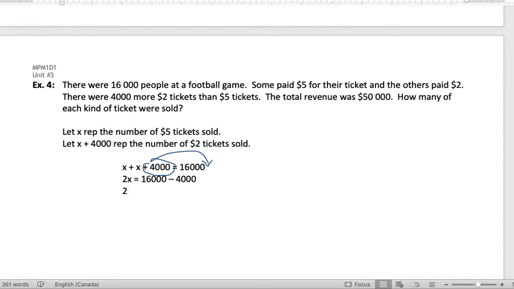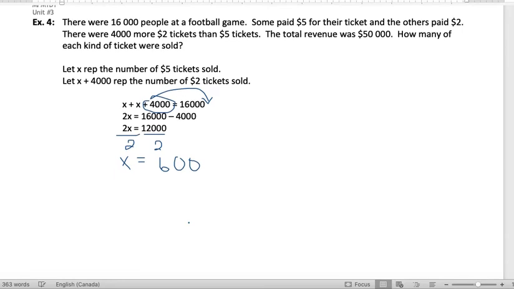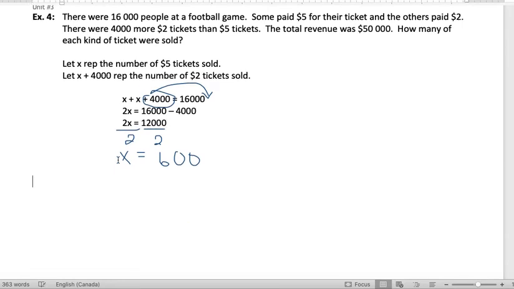So here, when we simplify, 2x is equal to 12,000. And then we are going to divide out the 2x, or the 2, so that our x is alone. And we are going to get a value of x being equal to 6,000. So what does this mean in terms of our question? Therefore, x is 6,000. So what did X represent?